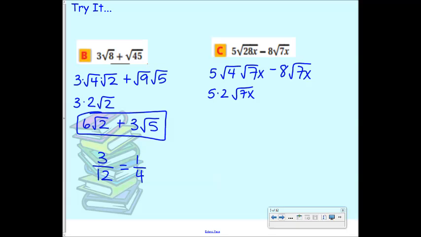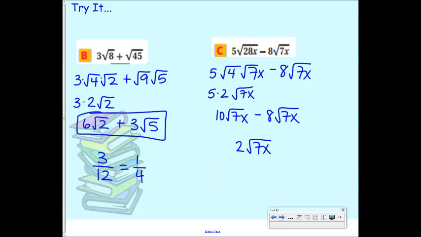So 10 root 7x minus 8 root 7x, and can I simplify? Yes. Why? Because they match inside the radical, so they're good. So then that gives me what? 2 root 7x. Does the radicand change in your answer? No. 10 minus 8 is 2, so 2 root 7x.